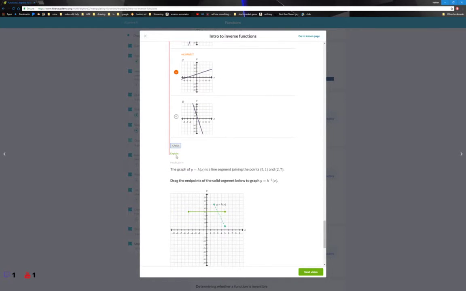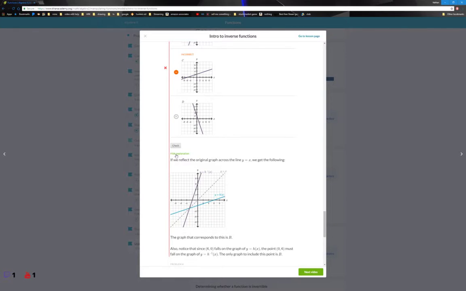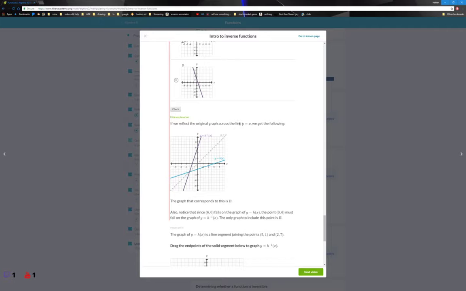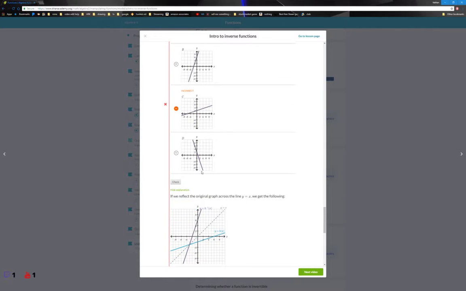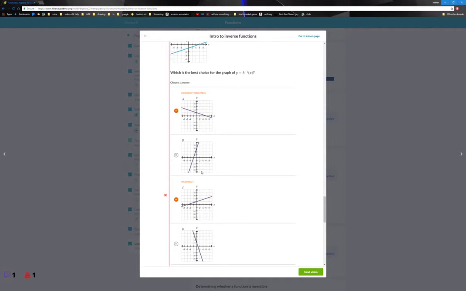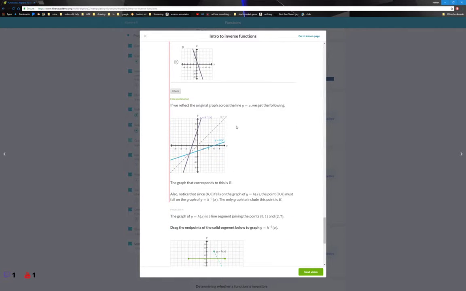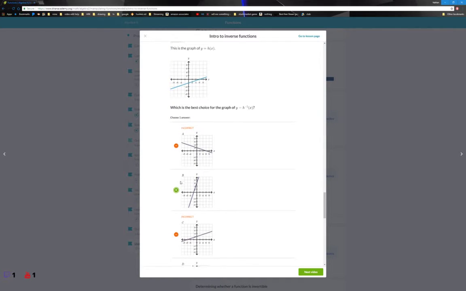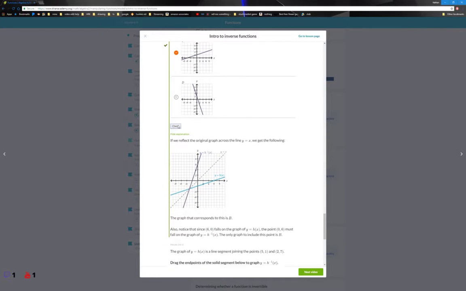No. Alright, so I'm going to look at the explanation because I'm having some trouble here. So if we reflect the original graph across the line y equals x, we get the following. So we do need to reflect it right across this point here. So we take it and we flip this end down and we take this end and put it up. So this would be B. And we'll check and we got it right.